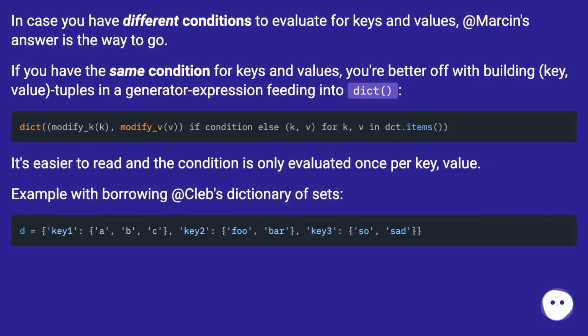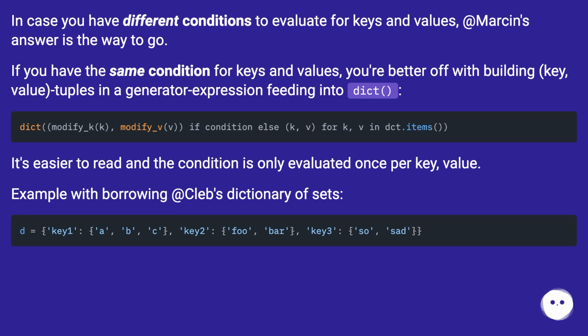In case you have different conditions to evaluate for keys and values, Marchin's answer is the way to go. If you have the same condition for keys and values, you're better off with building key, value tuples and a generator expression feeding into dict. It's easier to read, and the condition is only evaluated once per key, value.